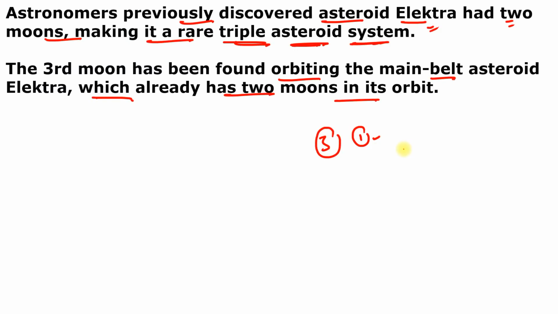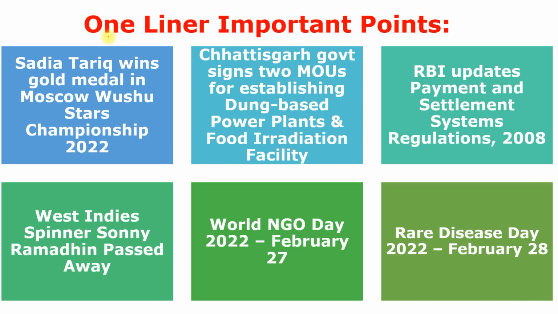So remember, this is Electra, and the Electra with an effective diameter of 199 km is located in the main asteroid belt of the solar system, which is located in between Mars and Jupiter. So now we are moving to the one-liner important points.